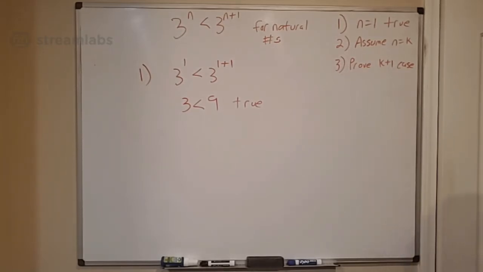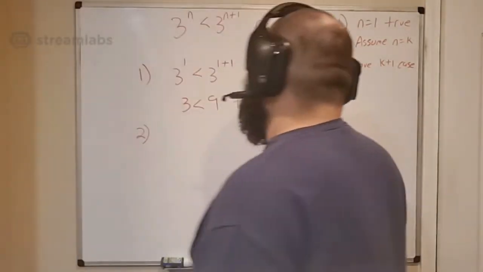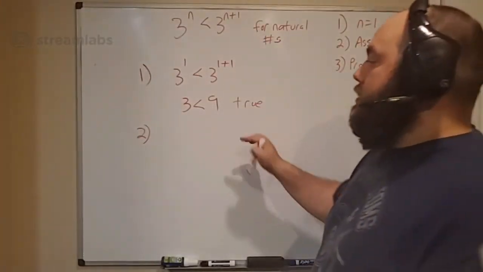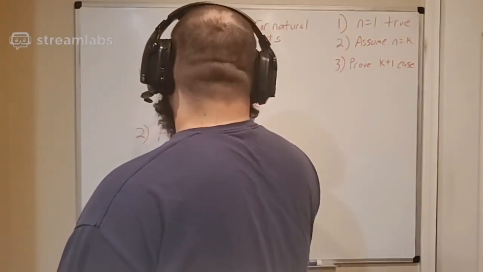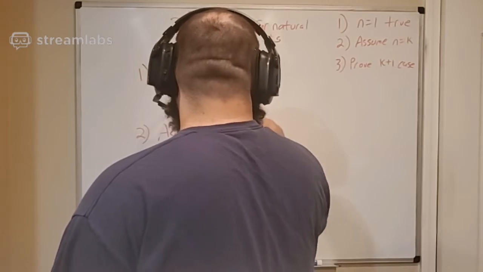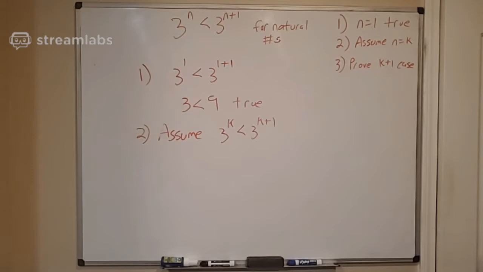Step 2, you assume it to be true for n equals k. So basically we write the word assume. The word assume is very important. And then replace your n's with k's. I have faith that everybody can do step 1 and 2. Does anybody feel they can't do step 1 and 2? Awesome, everybody can do step 1 and 2.